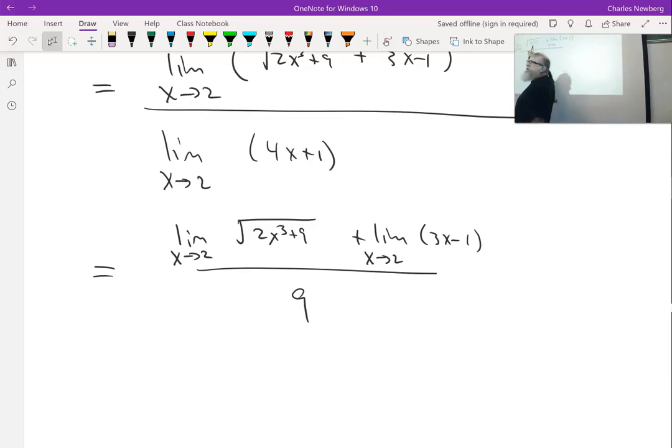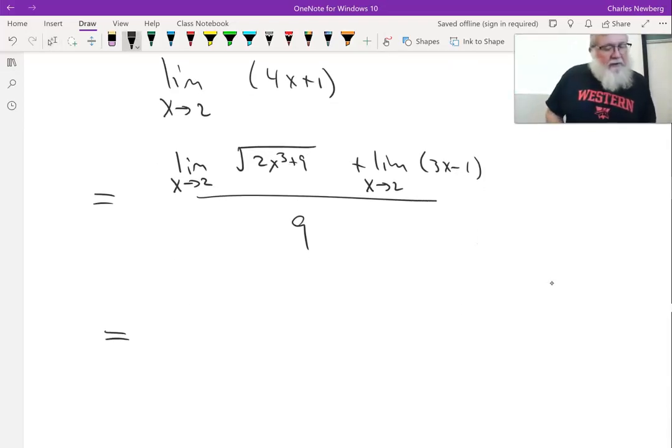What do you get? 2 cubed, which is what? 8. Times 2 is 16, plus 9 more is 25. Here's your tough question of the day. Is 25 positive or negative? Positive, right? This is that f of x is greater than 0 as we go into 2. So what can we do on that one? We can literally bring out that square root.